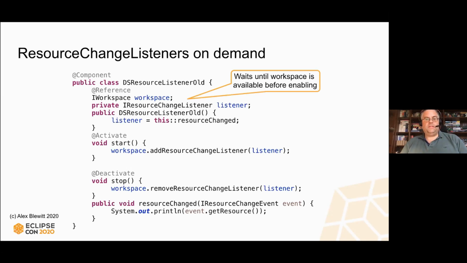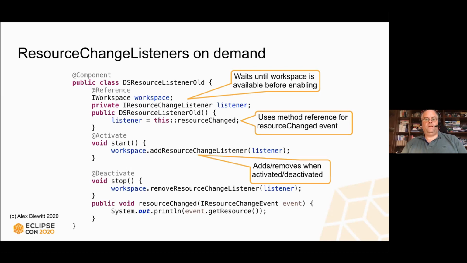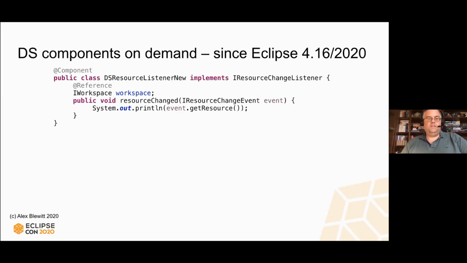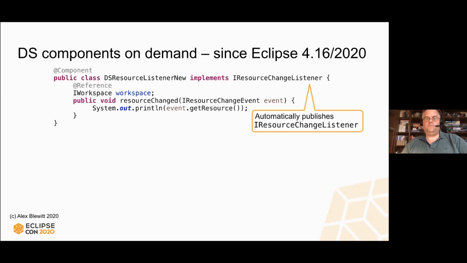When you're using something like this, it's usually a good idea to use a method reference. And in general, you should prefer method references over lambdas for being able to do these things. However, we made an additional change in Eclipse 4.16 to allow you to just publish an IResourceChangeListener interface. And so when you have a component that implements that interface, it's automatically going to be published for you.